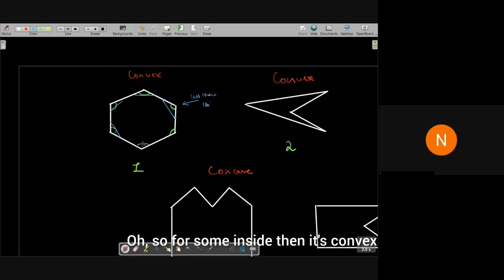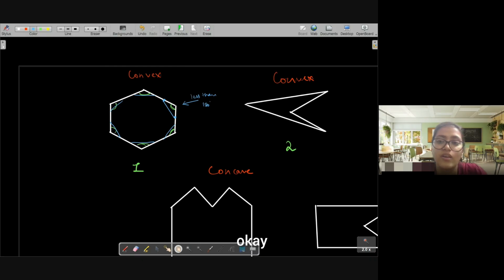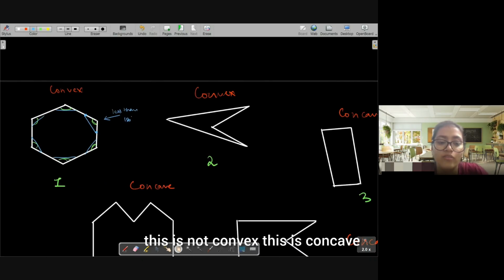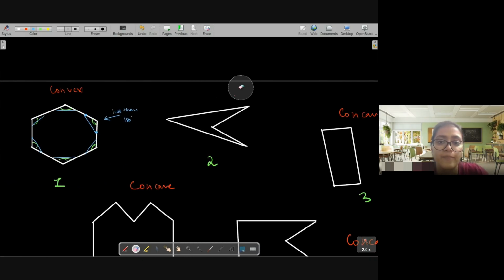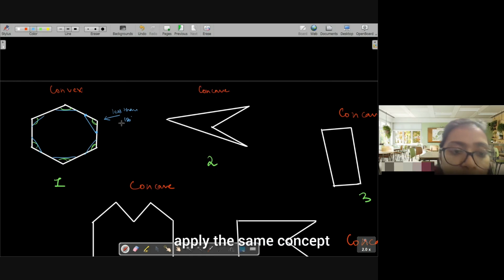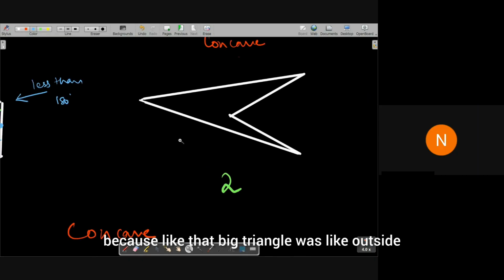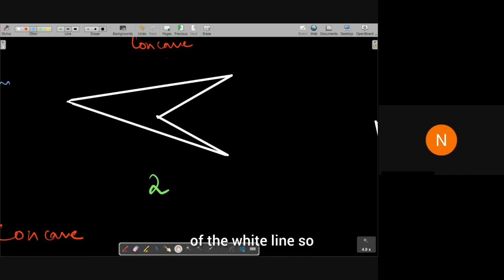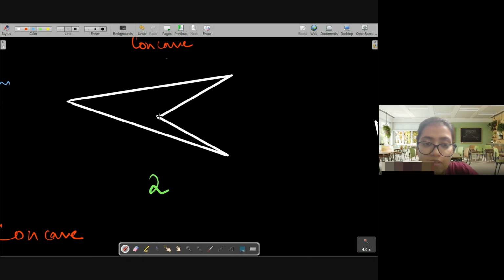Oh, so if it's inside, then it's convex, but if it's outside, then it's... Yes. Okay. This is not convex. This is concave. You know why? Apply the same concept, because that big triangle is outside of the white line.